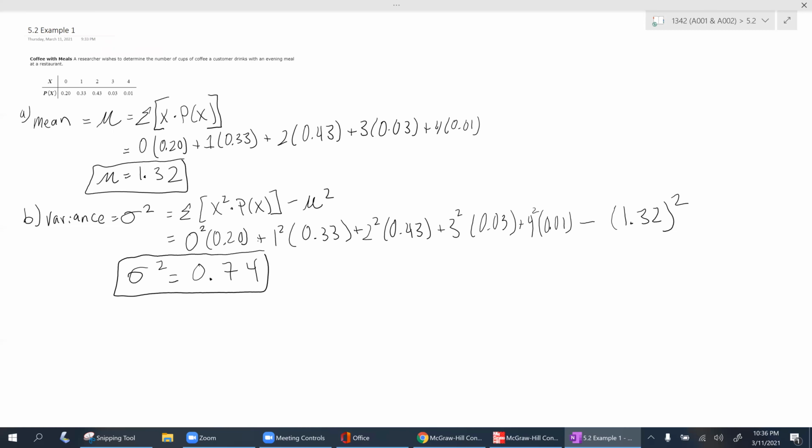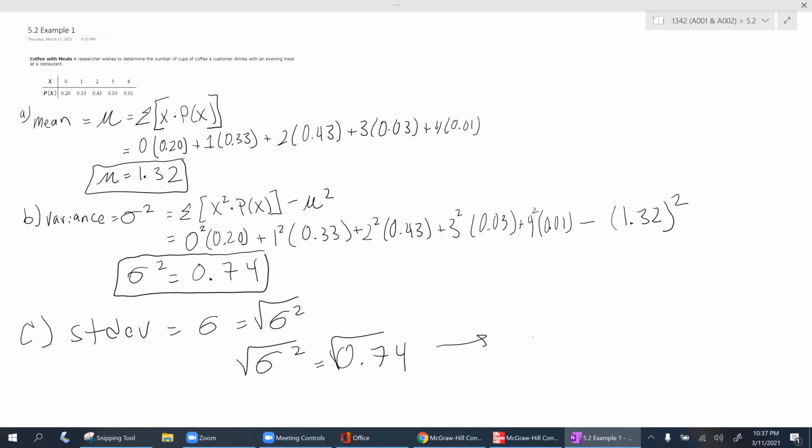And the standard deviation is a nice one, because for my standard deviation, that just means I'm going to take the square root of my variance. So in other words, let's take the square root of that. So this gives me my variance to be what? I'm sorry, my standard deviation to be what?